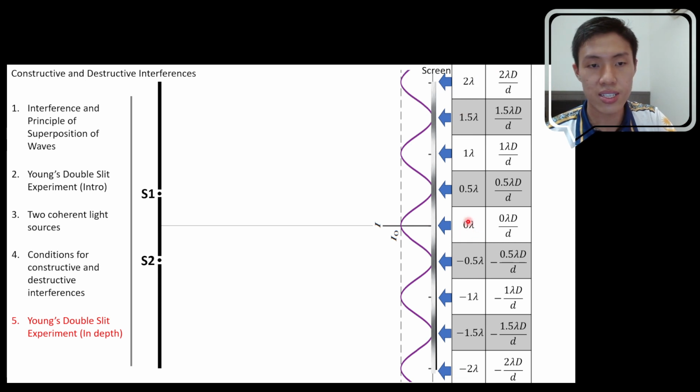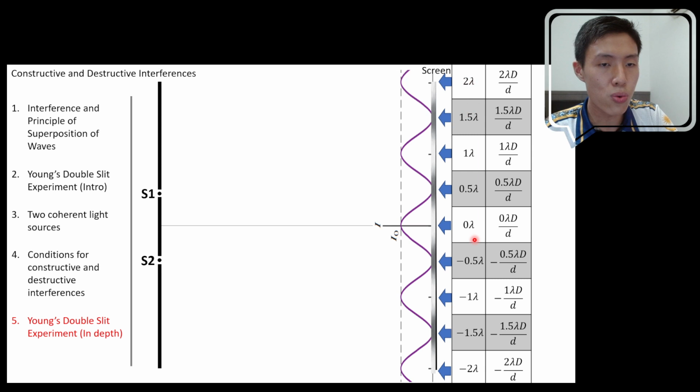So if you're at the central bright fringe, you know that the distance from S1 to the central bright and the distance from S2 to the central bright is the same. So there's no path difference. But the more you go upwards and downwards, you see that the path difference will increase to 0.5 lambda, 1 lambda, 1.5 lambda, 2 lambda, and so on and so on.